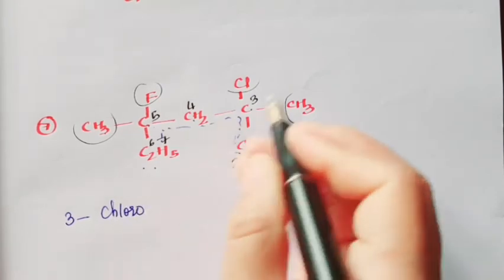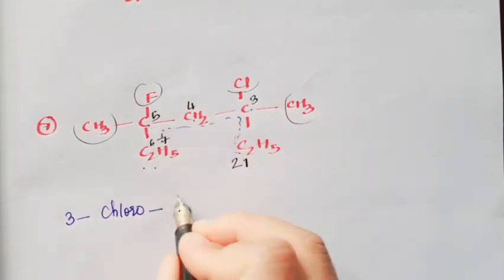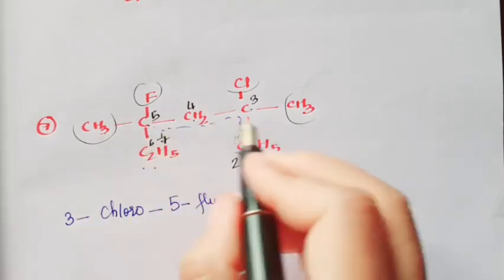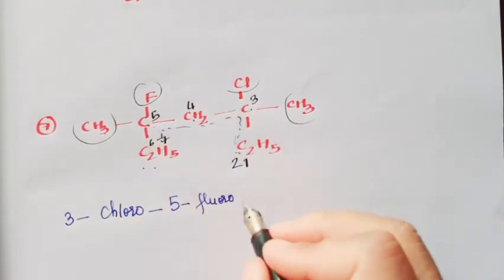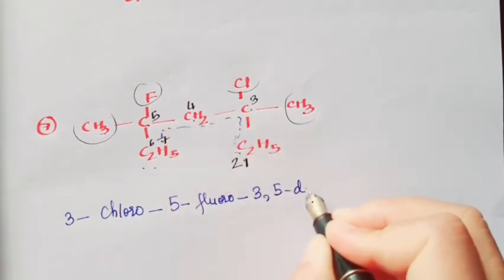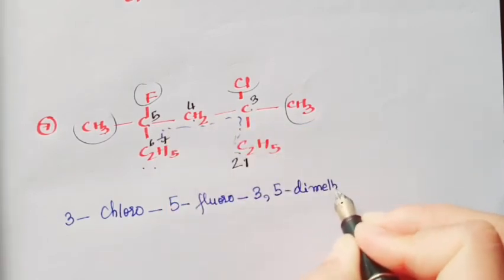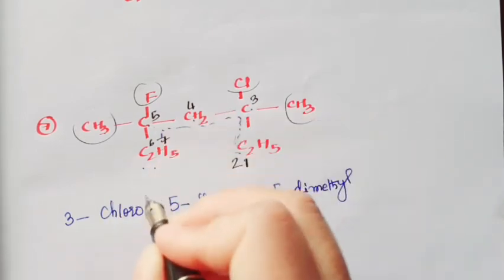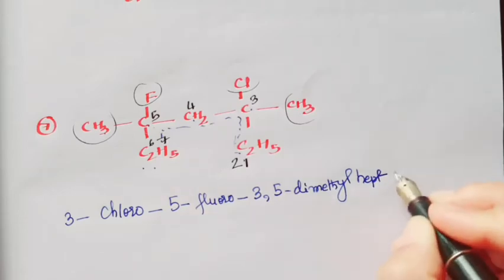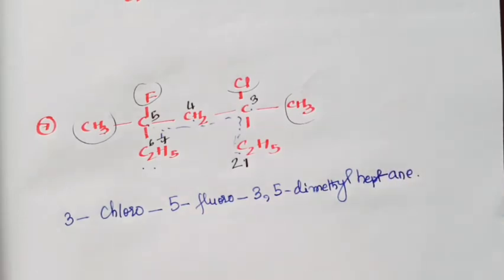chloro, then fluoro comes, so position 5. Okay, then methyl comes. How many are there? 2. What is its position? 3 and 5. 3 5 dimethyl. Then how many are in the chain? 7. 7 is how many, hept? Okay, then all single bonds, so ane, no functional group. So 3-chloro-5-fluoro-3,5-dimethylheptane.